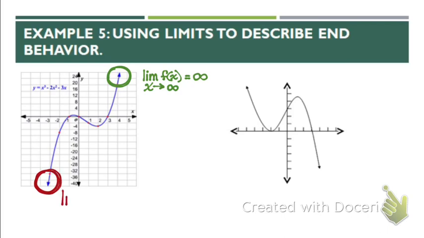On the left side, the limit of f of x as x approaches. How do I say I'm looking at the left? Negative infinity. My x's are getting smaller and smaller and smaller. I'm moving farther and farther to the left. Visually inspecting the graph tells me what is happening to my y values as I do that. They're going down forever. So they are approaching negative infinity.